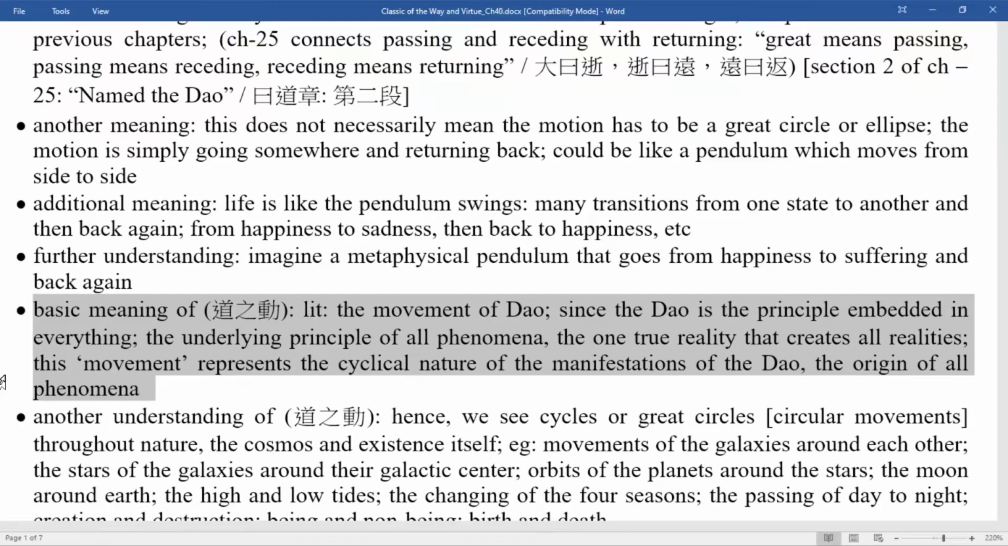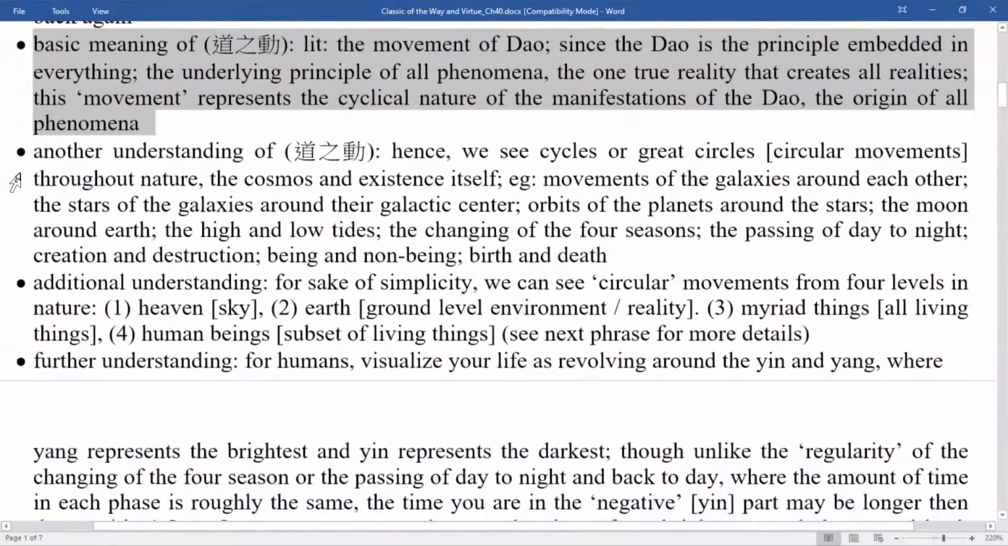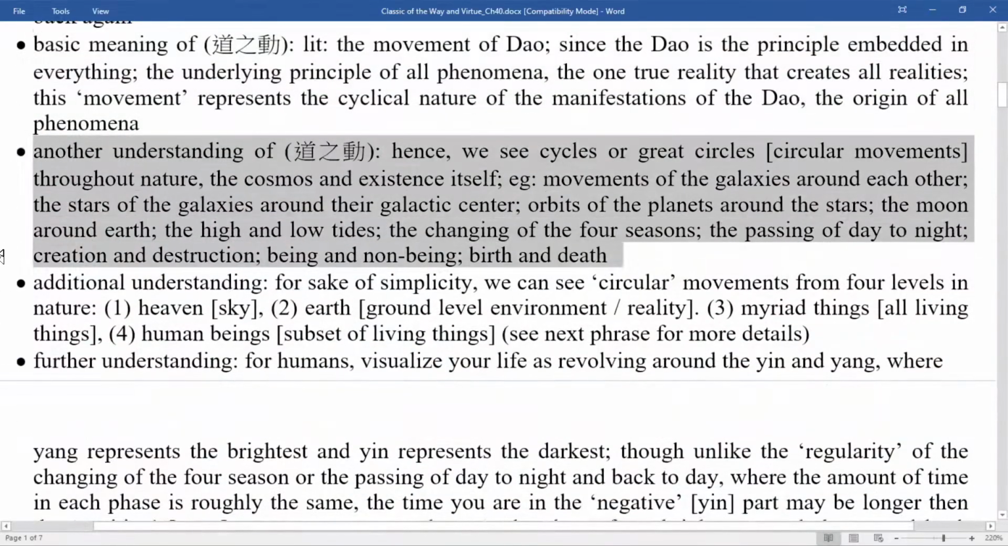Another understanding of the movement of the Tao is, hence we see cycles or great circles, circular movements, for example, throughout nature. The cosmos and existence itself. For example, movements of the galaxies around each other. I mean, it's going to take a long time. Probably hundreds of millions of light years of time, or billions of years. Whatever.